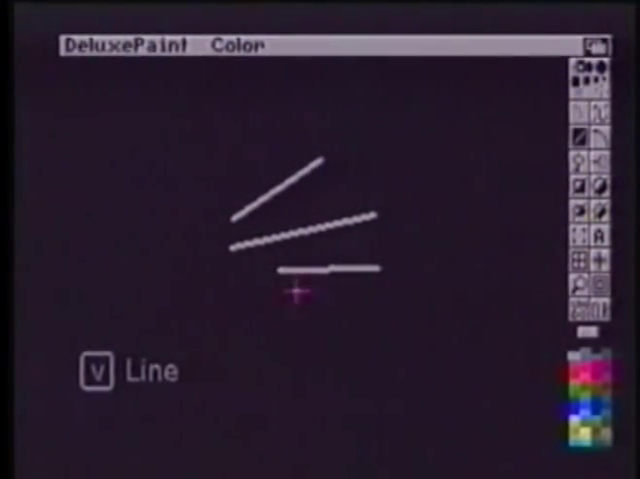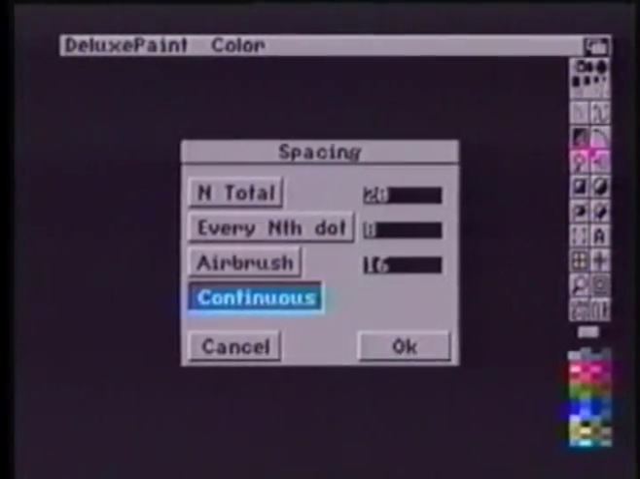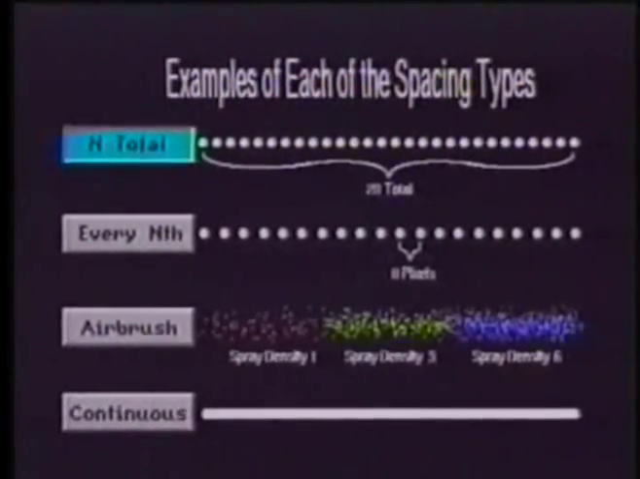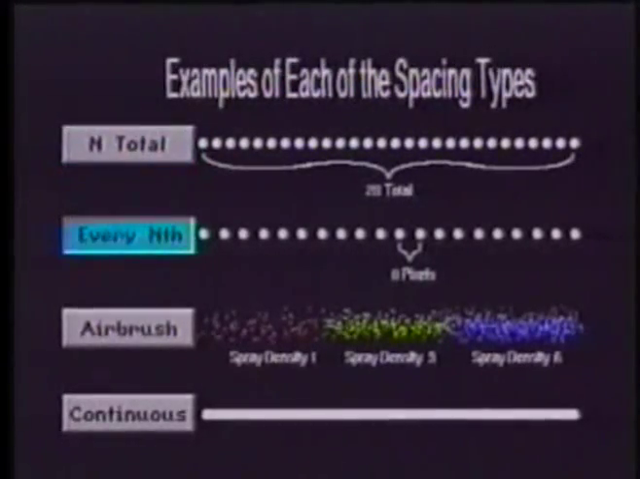Much like accessing the fill type requestor that you saw a moment ago, right-clicking the straight line tool displays the spacing requestor. Let's take just a moment to describe the different settings. Here are 4 lines which show each of the line types. Ntotal defines the total number of brush stamps that will occur along the line. Every nth dot spacing sets the number of pixels between each brush stamp. This uses as many evenly spaced stamps as necessary.